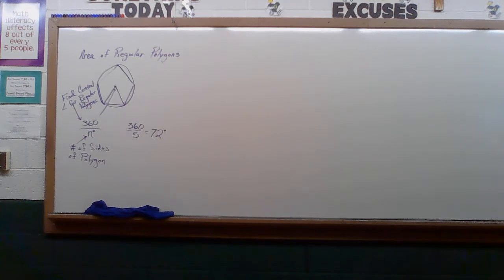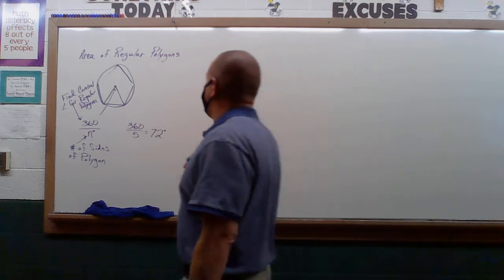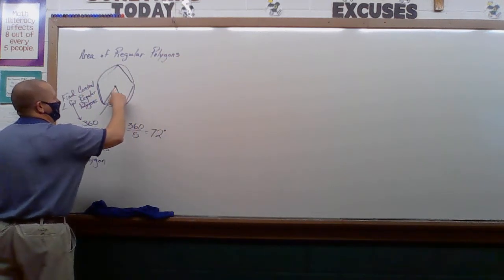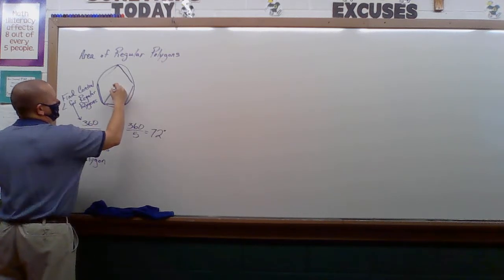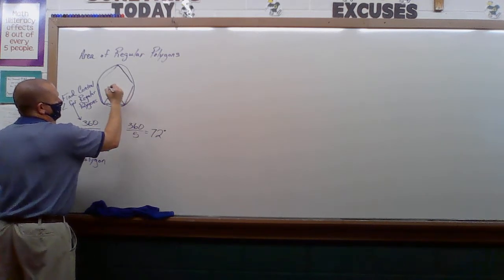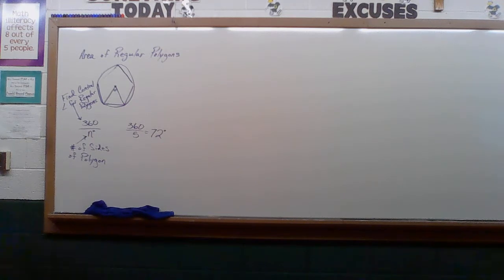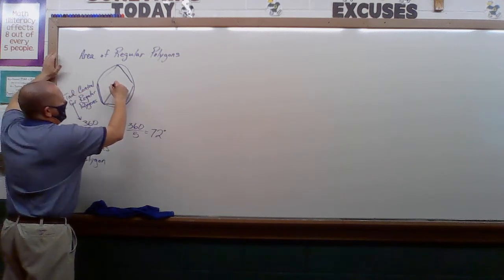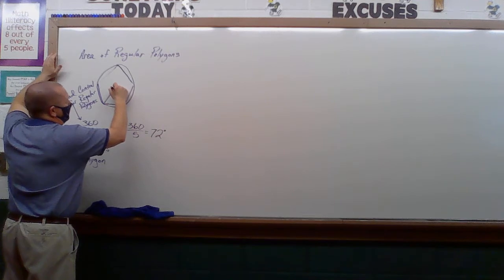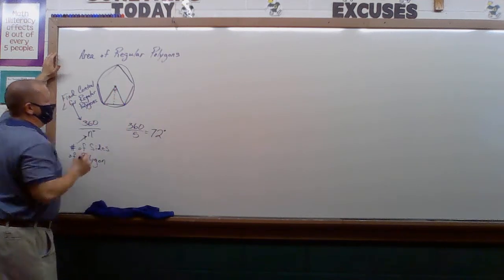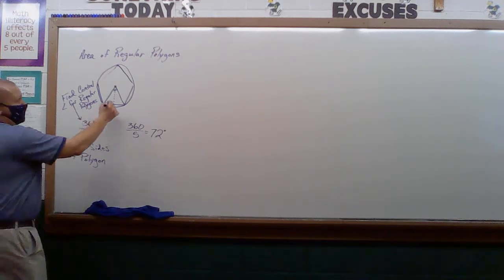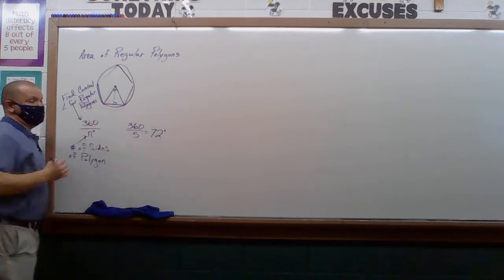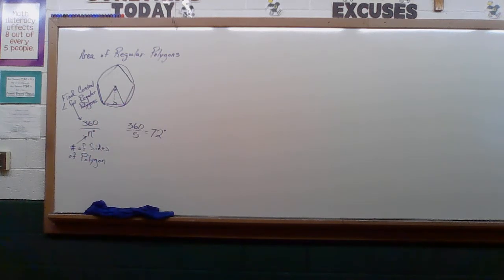Now, if I then went from this central angle, which we would know right now is how much? 72 degrees. I'm going to put my little 72 in there. But if we go from this angle right here and draw what would that be considered in my triangle? Okay, it's an angle bisector, but it's also an altitude. So I'm going to put a box there.